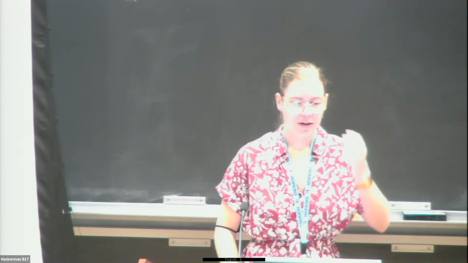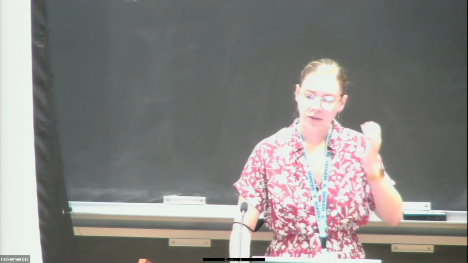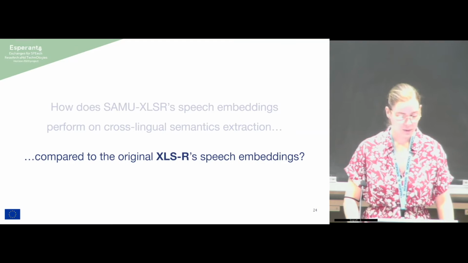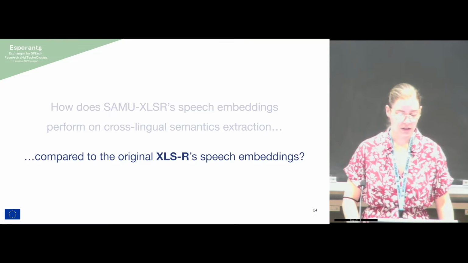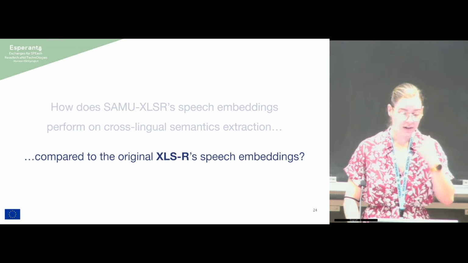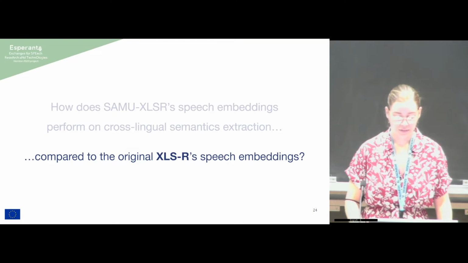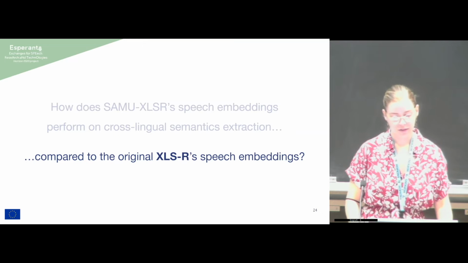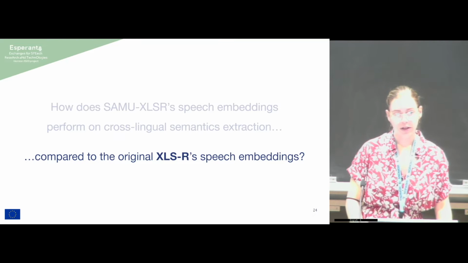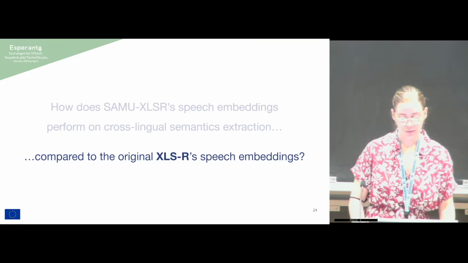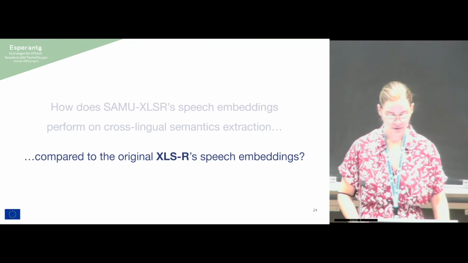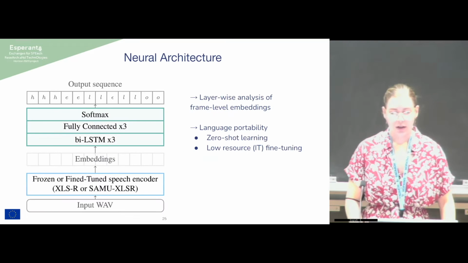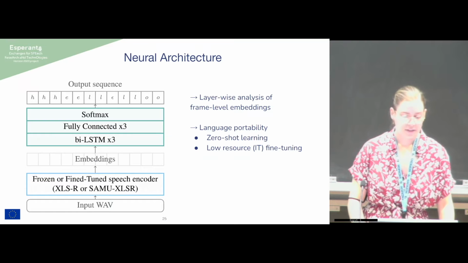So the question was, how does SAMU-XLSR speech embeddings perform on cross-lingual semantics extraction? And we also want to compare the efficiency of the original XLS-R compared to the SAMU-XLSR and see if the fine-tuning done on SAMU-XLSR, thanks to LabC, improves the capacity of the speech encoder to better extract semantic information, even for a cross-lingual task. To do so, we use this architecture.